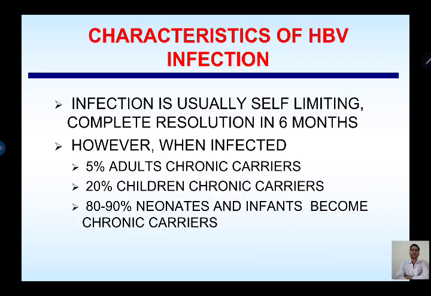Jaundice is characteristic of hepatitis B. The infection is usually self-limiting, with complete resolution in 6 months. However, 5% of infected adults become chronic carriers, 20% of children become chronic carriers, and 80 to 90% of neonates and infants become chronic carriers.